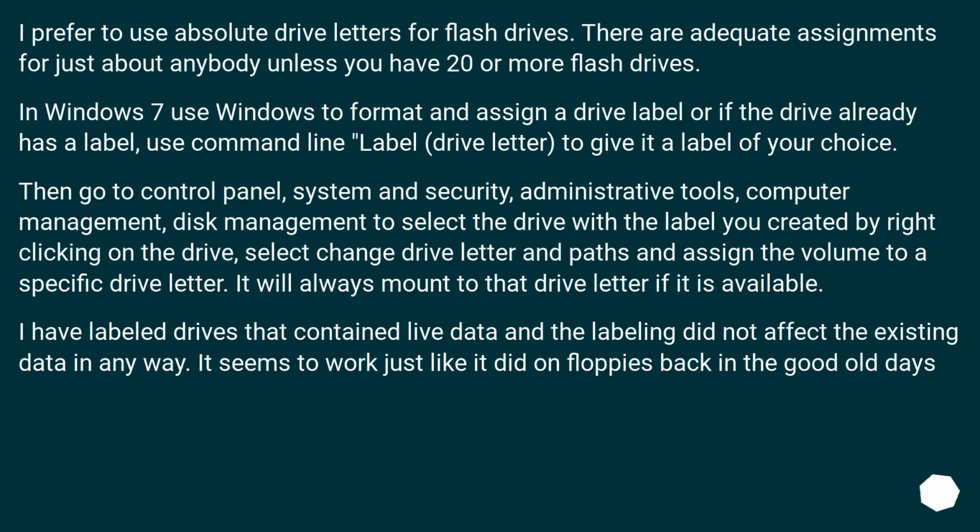Then go to Control Panel, System and Security, Administrative Tools, Computer Management, Disk Management to select the drive with the label you created by right-clicking on the drive. Select Change Drive Letter and Paths and assign the volume to a specific drive letter. It will always mount to that drive letter if it is available.